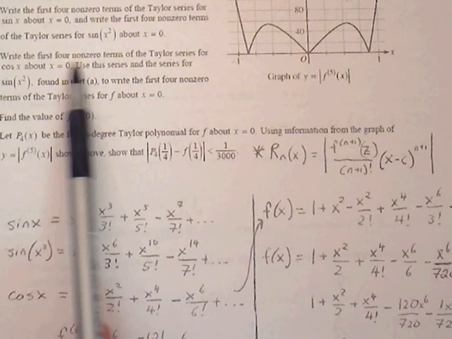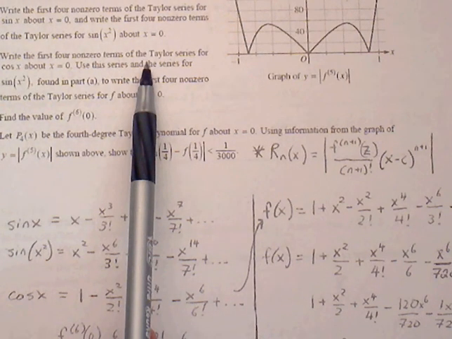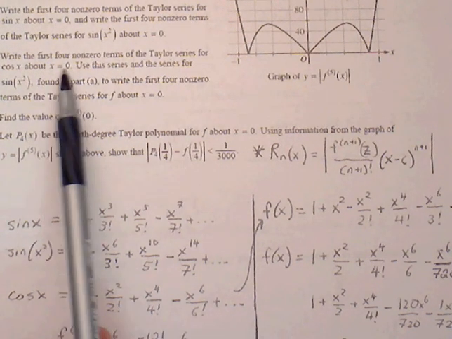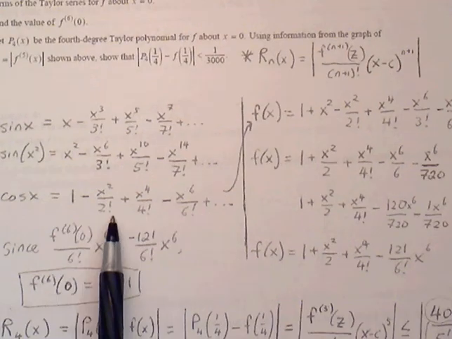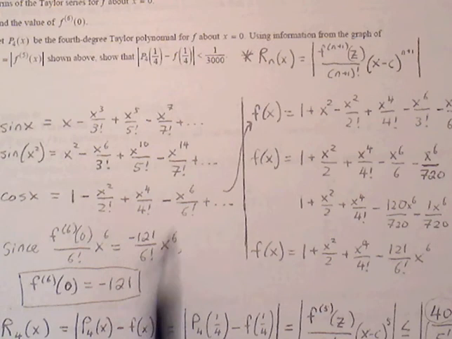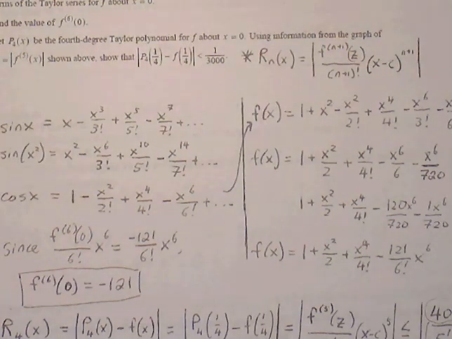Part B, write the first four non-zero terms of the Taylor series for cosine of x, also a Maclaurin series. We should have memorized this as well. 1 minus x squared over 2 factorial plus x to the fourth over 4 factorial minus x to the sixth over 6 factorial.